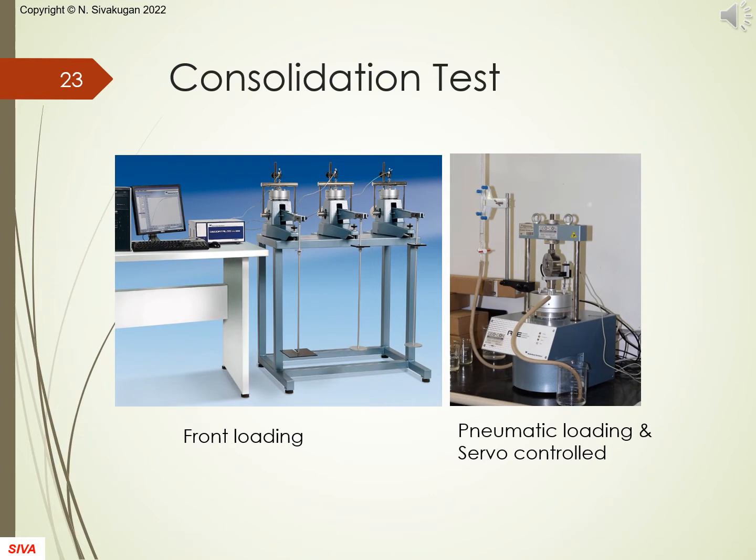Here you see 2 different consolidation test setups. The photograph on the left shows 3 front-loading odometers, where the load is applied on a hanging arm using dead weights and leverage. The right one is a servo-controlled setup with pneumatic loading, where compressed air is used to apply the vertical load.